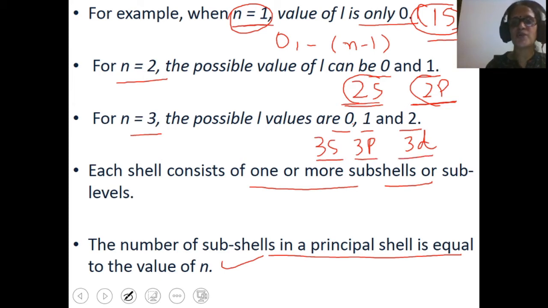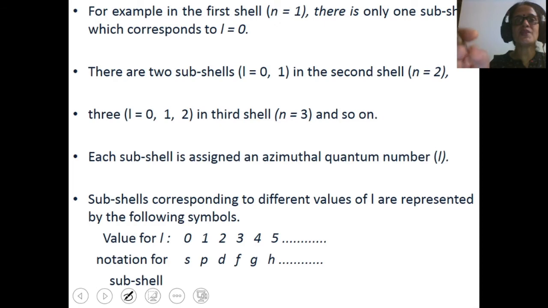Children, I hope these points are clear to you. So again I am explaining the same point. In the first shell, the value of n is equal to 1, there is only one subshell which corresponds to L is equal to 0. So what is this subshell? The subshell will be 1s.